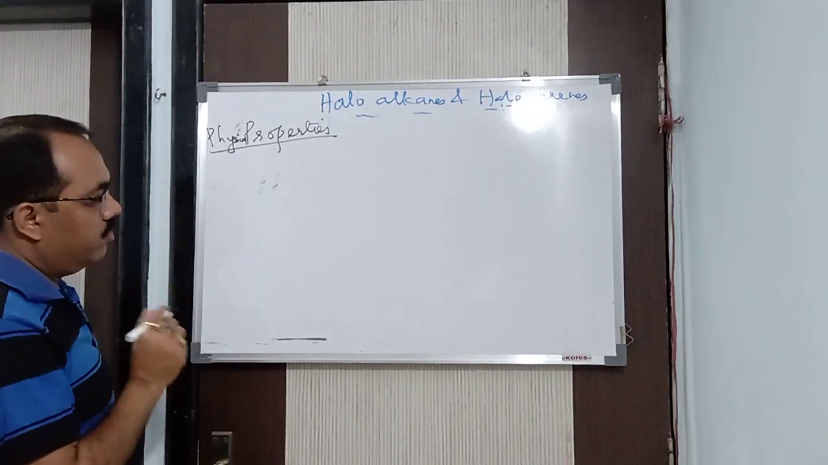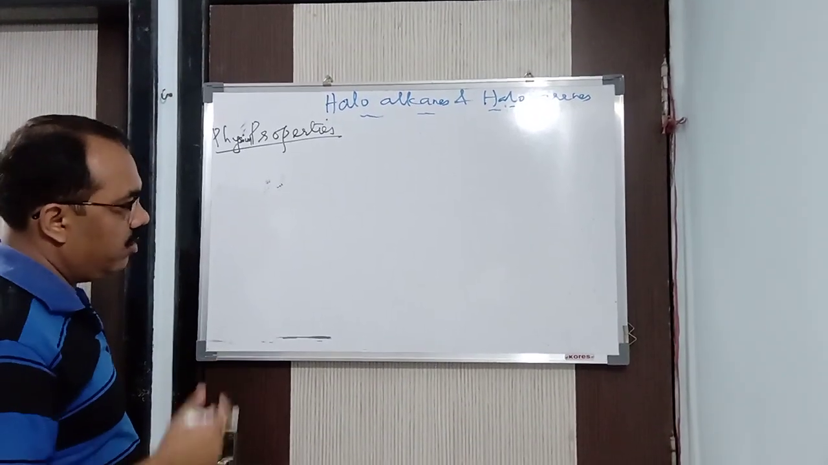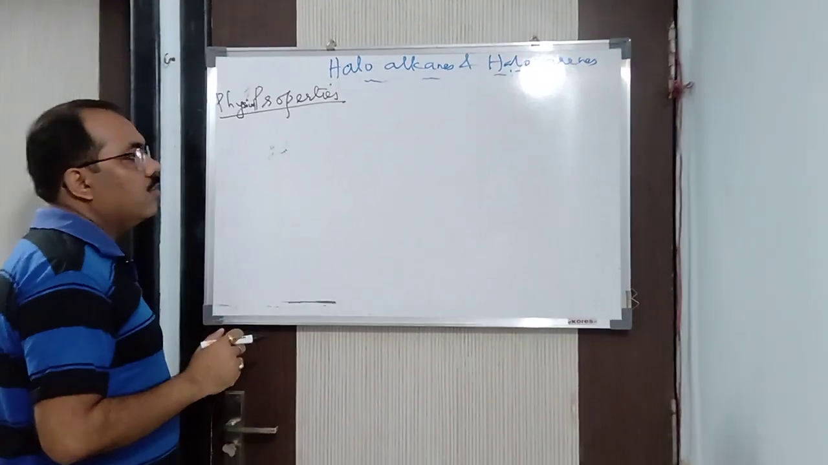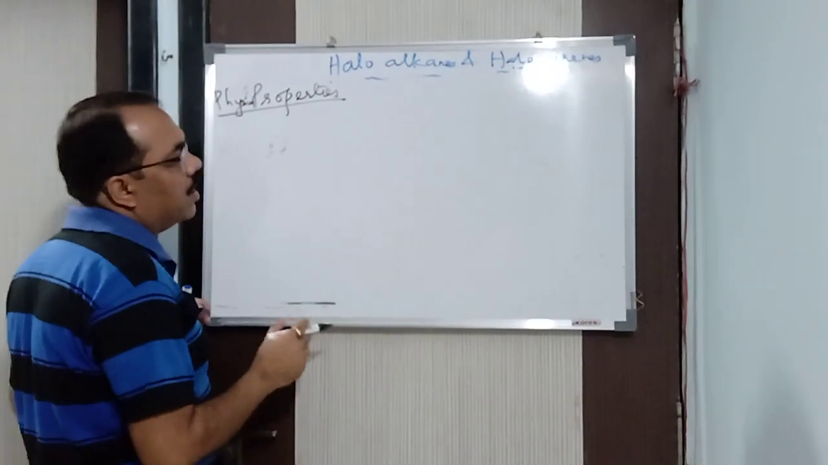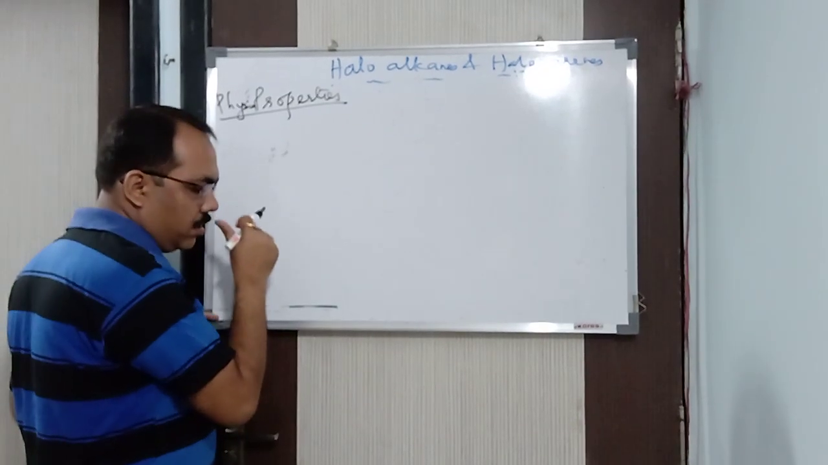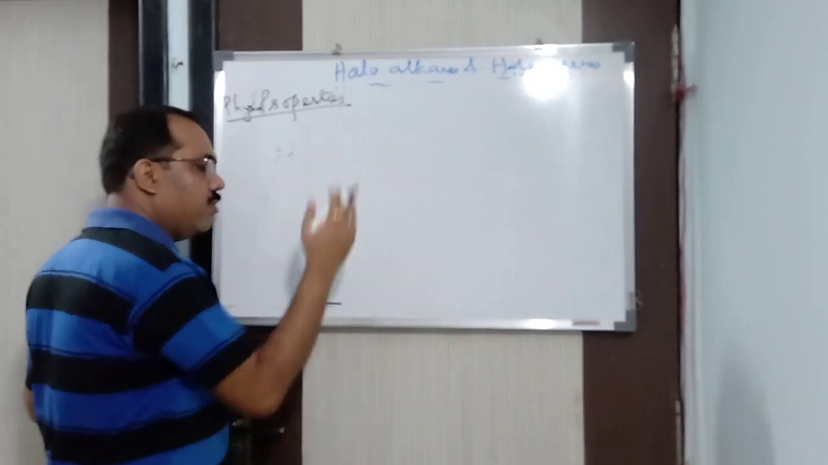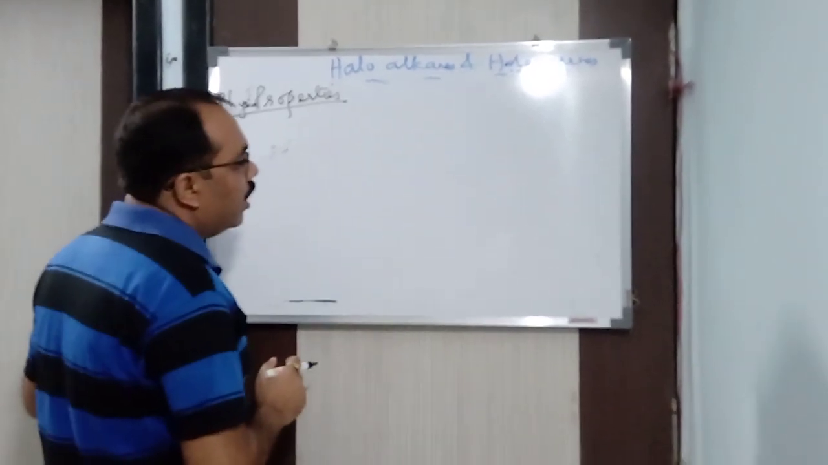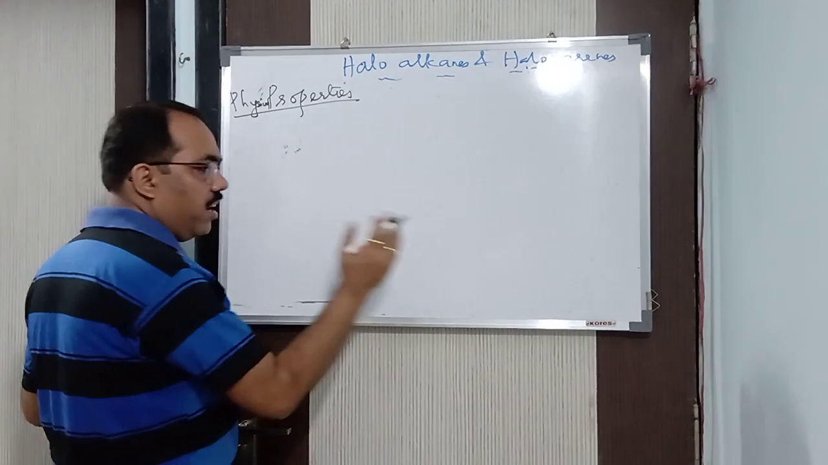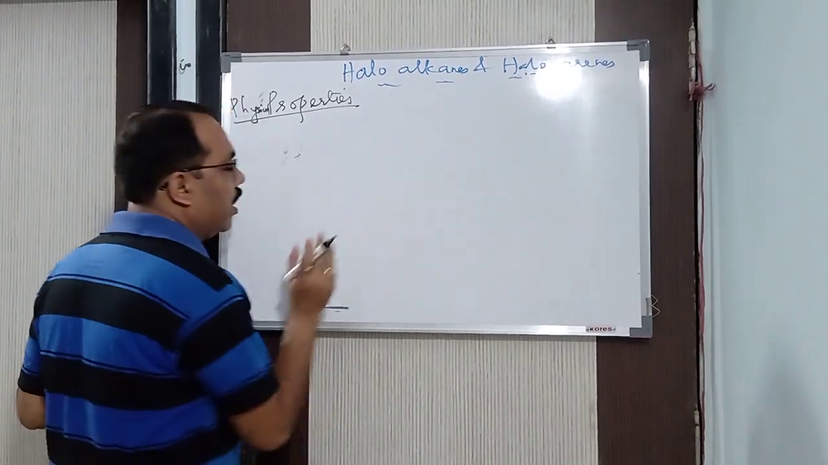Physical properties will start. First I will tell you about alkyl halides, then aryl halides. In alkyl halides, the lower ones like CH3Br, CH3Cl, C2H5Br, C2H5Cl are generally gases. A little higher ones, up to C18, are liquids, then still higher ones are solids. The same thing applies to aryl halides: the lower ones are liquids.